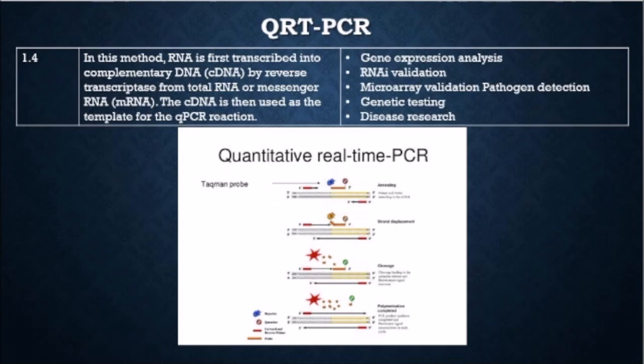qRT-PCR. In this method, RNA is first transcribed into complementary DNA by reverse transcriptase from total RNA or messenger RNA. The cDNA is then used as the template for the quantitative PCR reaction. Its applications go to gene expression analysis, RNA validation, microarray validation, pathogen detection, genetic testing, and disease research.